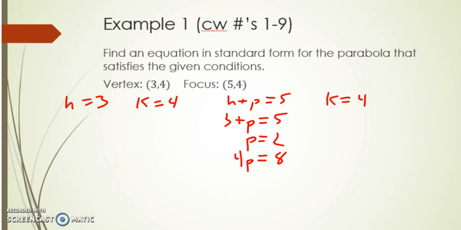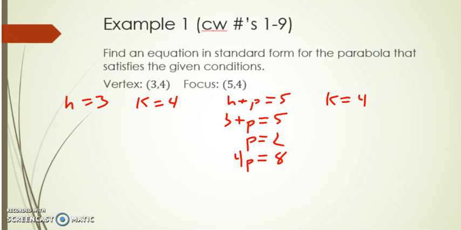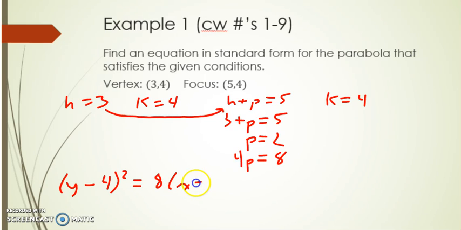Again, just make sure that you're using the correct form. We're going to use the y minus k squared equals 4p times x minus h. So now we have y minus k squared equals 4p times x minus h. So now we have our set equation. All we needed was that h, k, and p value. And in general, that's what you'll be doing on these. It's just figuring out from the beginning which type of equations do you have.